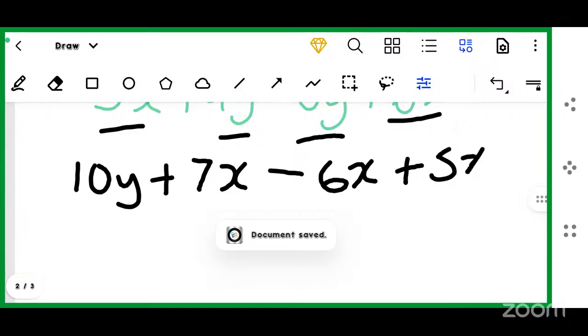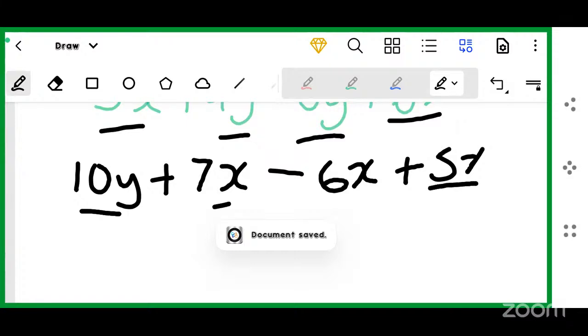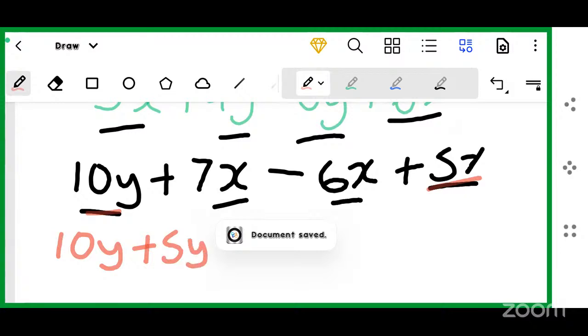Ma'am, if I'm correct, I think the like terms are 10y and 5y, and 7x and 6x. Is that correct? Okay, perfect. Yeah, that's correct. So when you find like terms, if it says 10y plus 5y, you find the answer for this. So what do you think 10y plus 5y is going to be? 15y, ma'am. Perfect. So it's 15y.